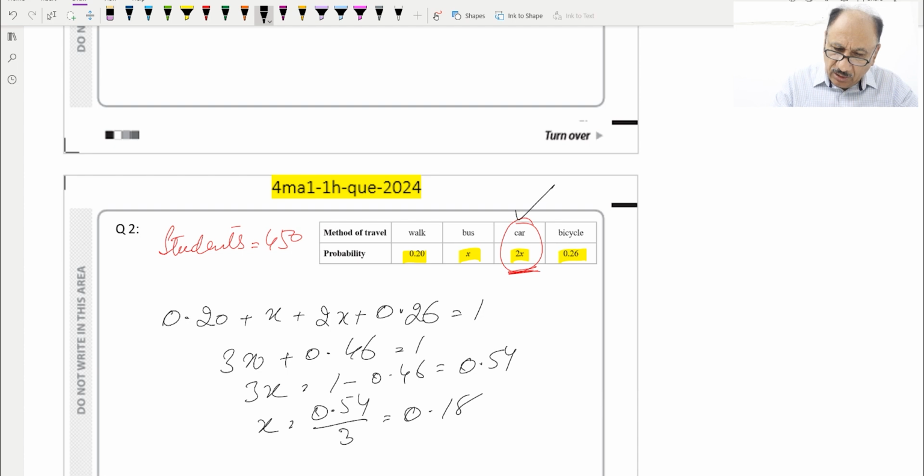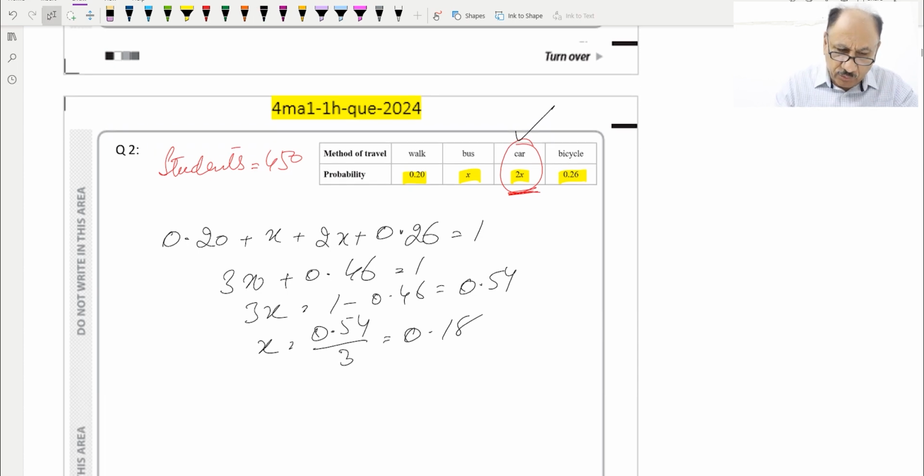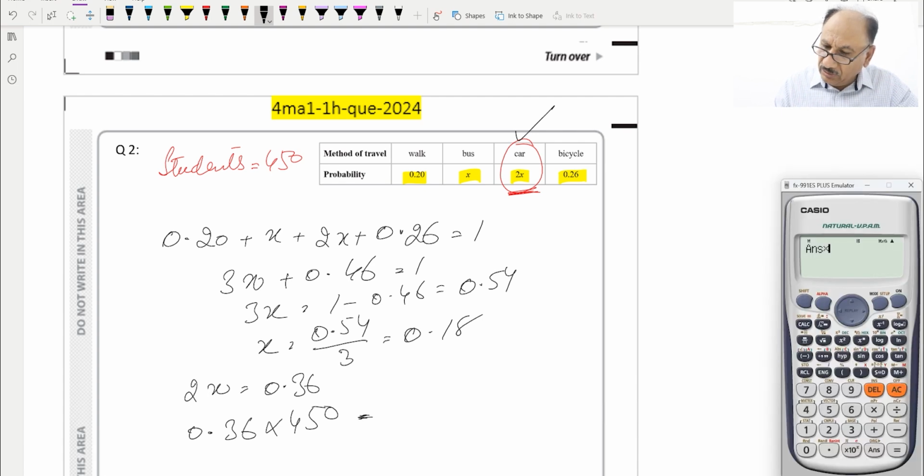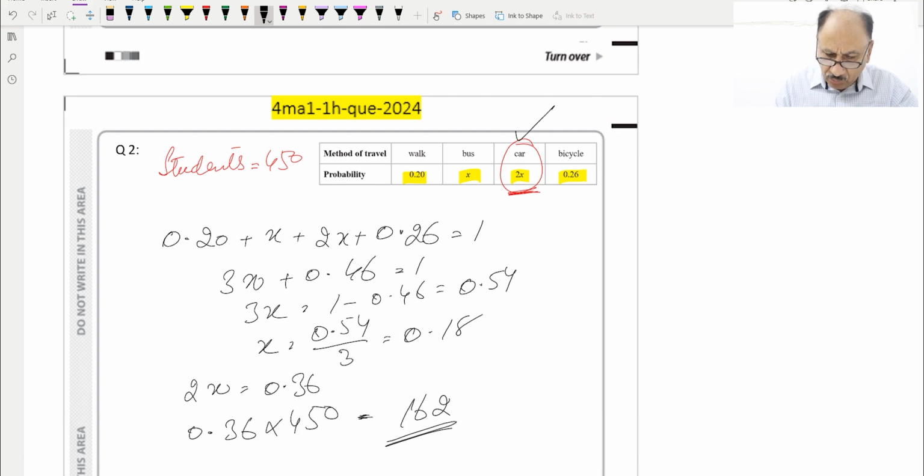Now we need the number of students traveling by car. The 2x value is equal to 0.36, and then we multiply 0.36 by 450 to calculate the number of students traveling by car, and this is equal to 162 students. This is our answer, and keep in mind this is a 4 mark probability question, which was so straightforward and easy.